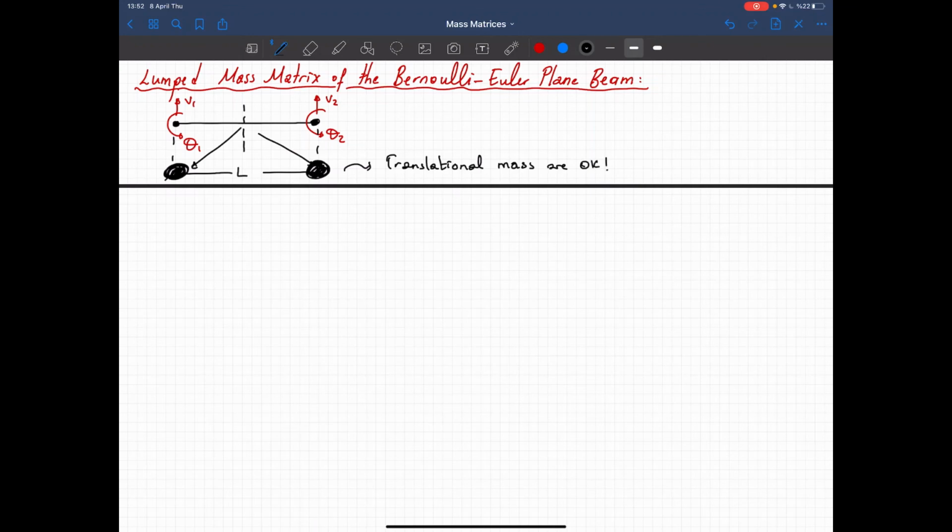So what about the rotational mass? What should we do? So first, before going into that, let's write the lumped mass matrix as rho times A times L. I have 1 over 2 here. For the rotational mass, we can use the form of the mass moment of inertia of a bar. So it will have alpha times L squared. We will determine what alpha is. 1 over 2 is the translational mass. Again, I have alpha times L squared. Now the question is, what is alpha?